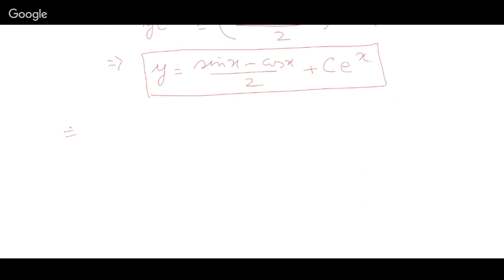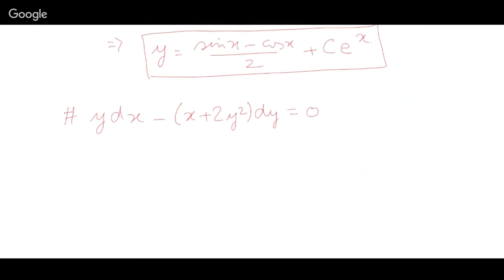So let us now take an example where we have the differential equation as y dx minus (x plus 2y square) dy is equal to 0. Now if we have a look at this differential equation, we will not be able to tell whether it's a linear differential equation or not. So in order to really find out whether it's a linear differential equation or not, we need to have a dx by dy or a dy by dx.